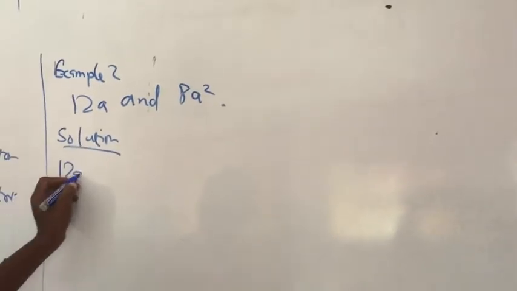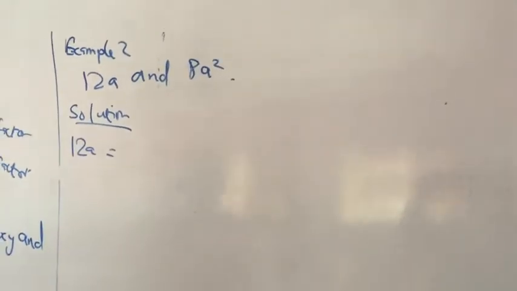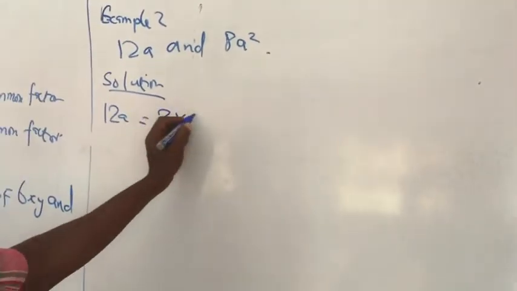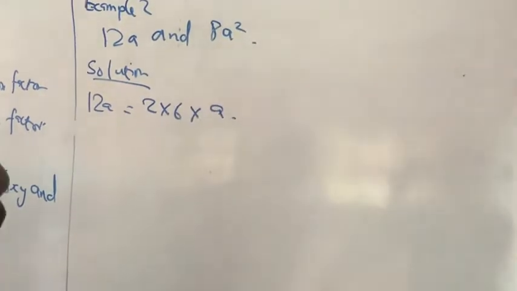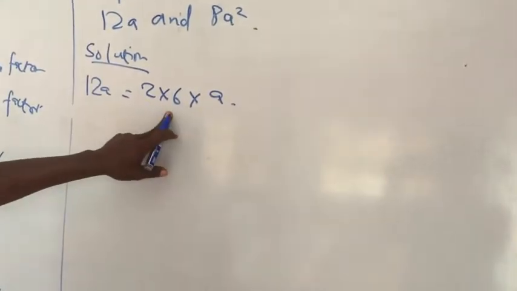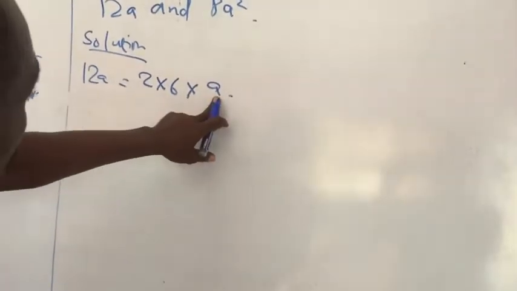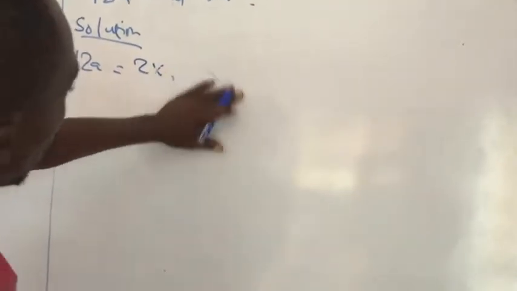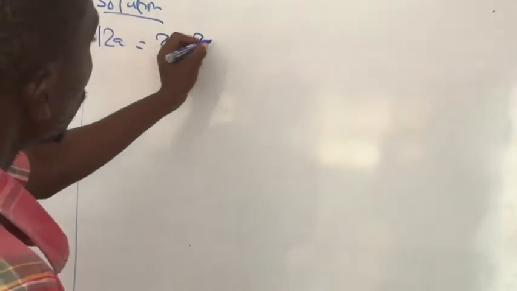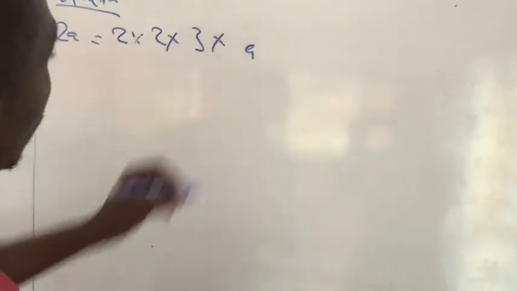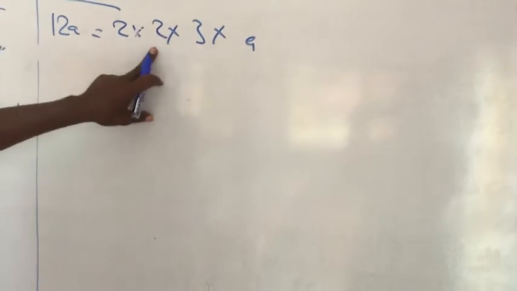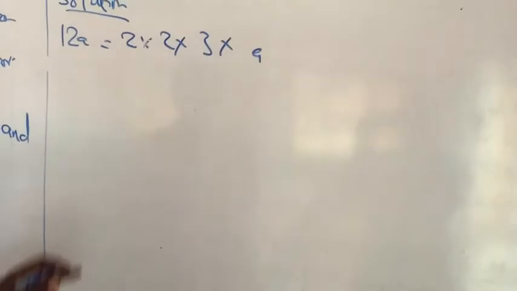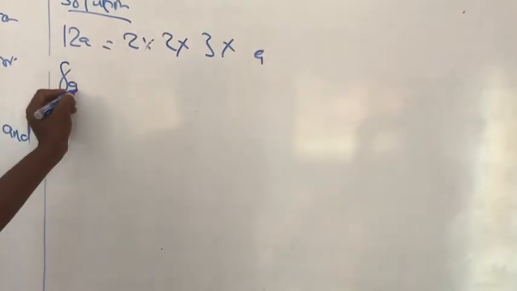What do you think 12a will be? Who can tell us what 12a will be? 12a will be 2 times 6 times a. Is that not so? Because 2 times 6 is 12. Or we can make it in a simpler form by saying 2 times 2 times 3 times a. 2 times 2 is 4, 4 times 3 is 12, 12 times a is 12a.